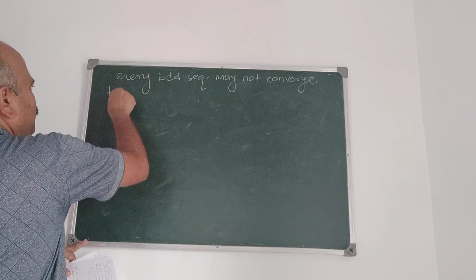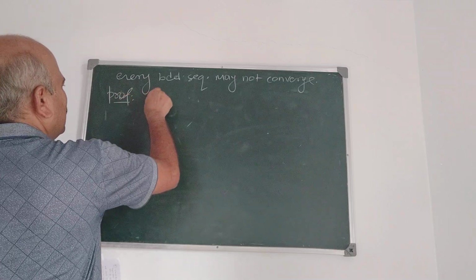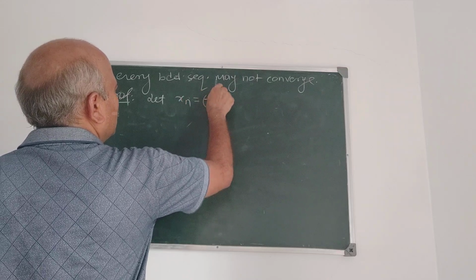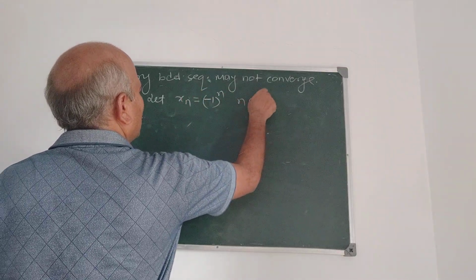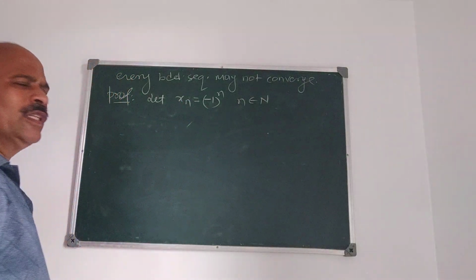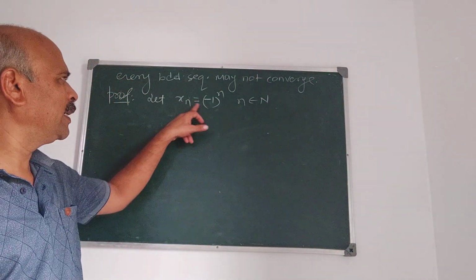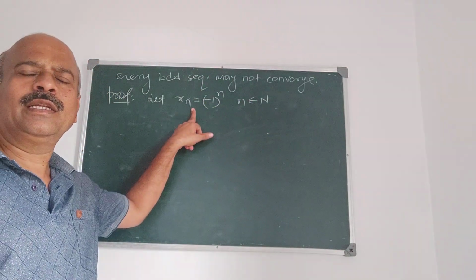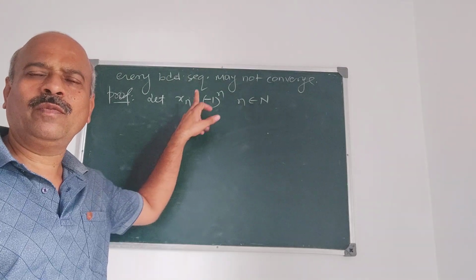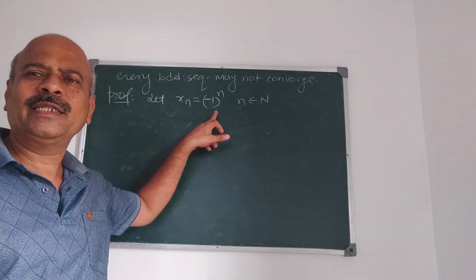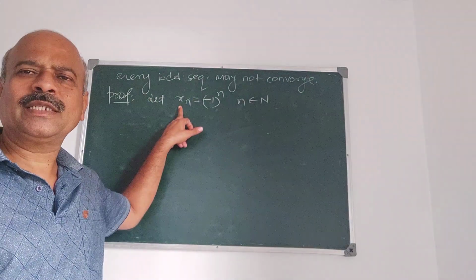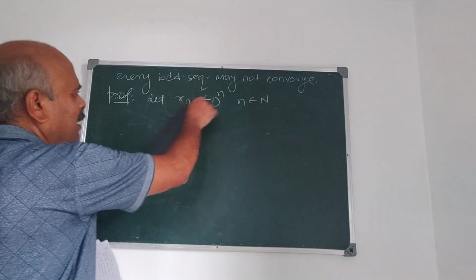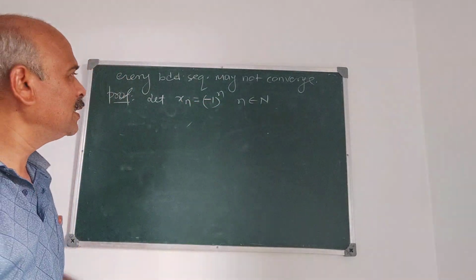To prove this, let xn be minus 1 raised to n, where n belongs to N. A sequence is defined by xn is minus 1 raised to n. You know that a sequence can be defined and denoted in many different ways. One most convenient way is by writing its nth term. The nth term is given by xn is minus 1 raised to n. Now I prove that this sequence doesn't converge, but it is bounded.